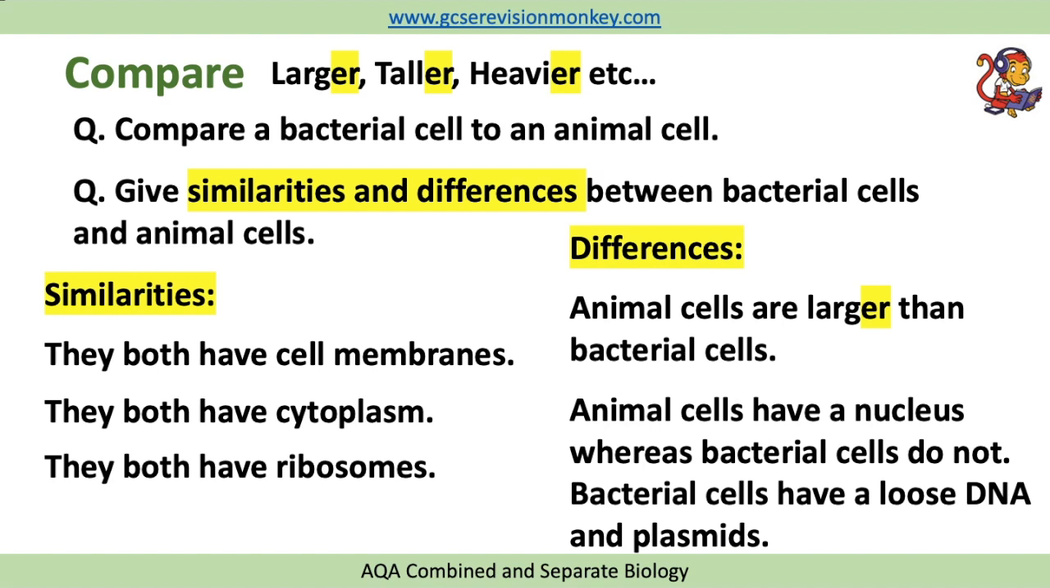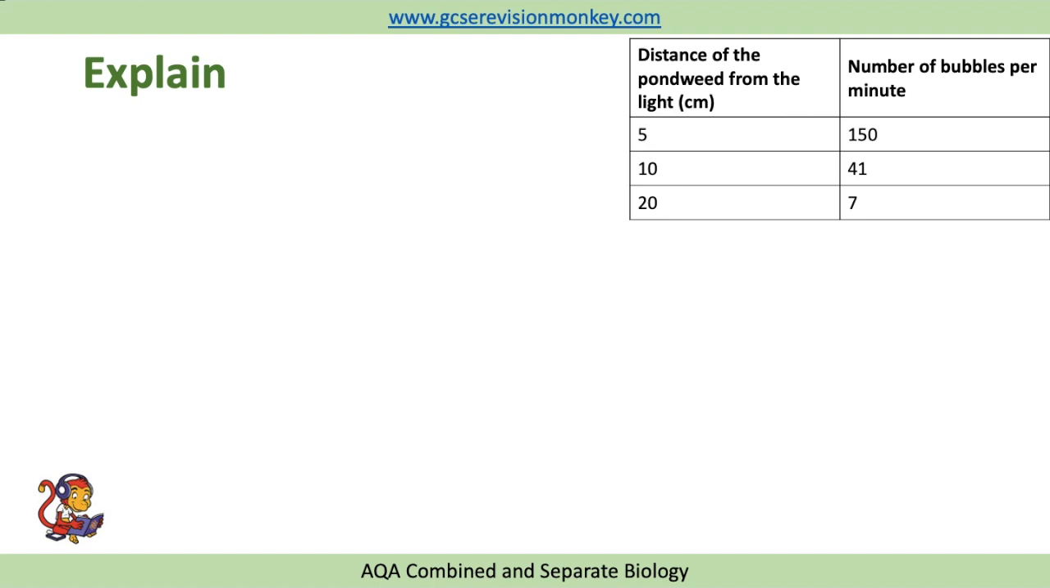If you can't use an ER word, use the word whereas. So for example, animal cells have a nucleus, whereas bacterial cells do not. So remember, compare needs similarities and differences in your answer. And let's look at the explain questions.